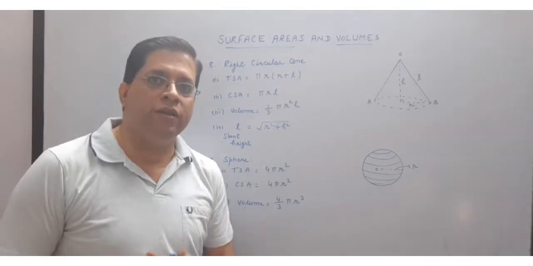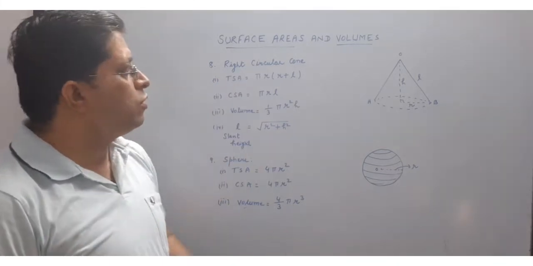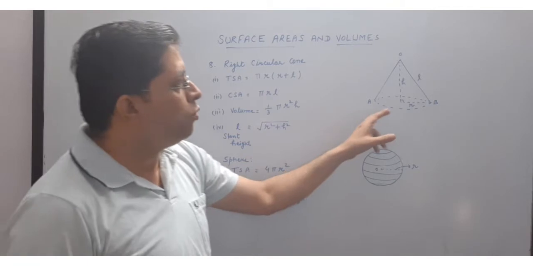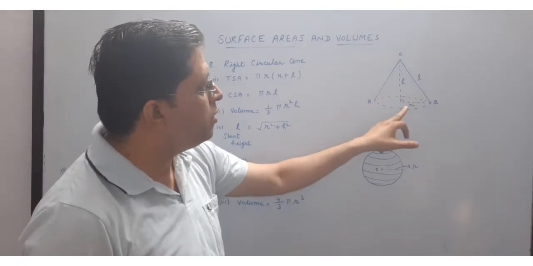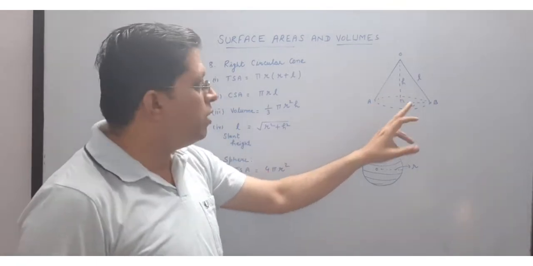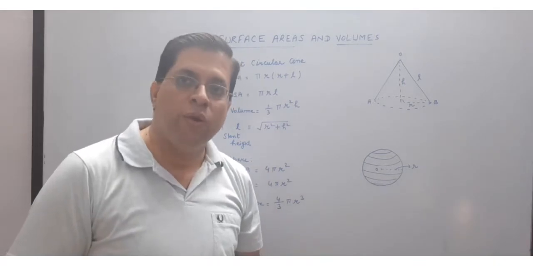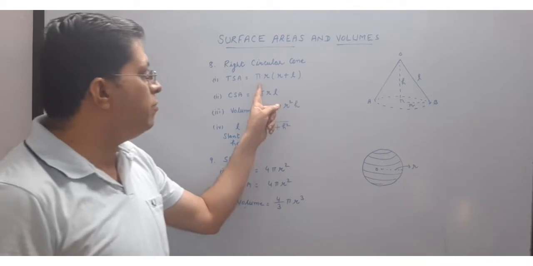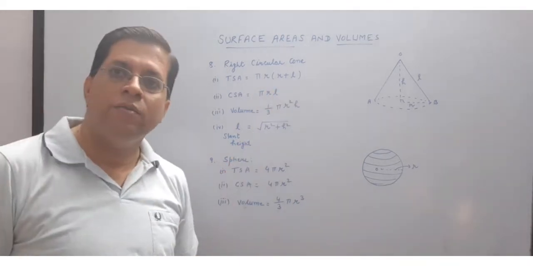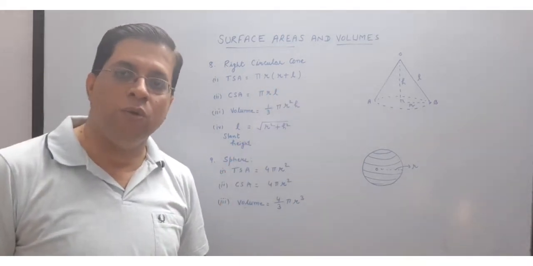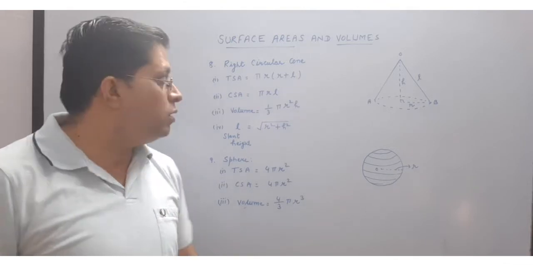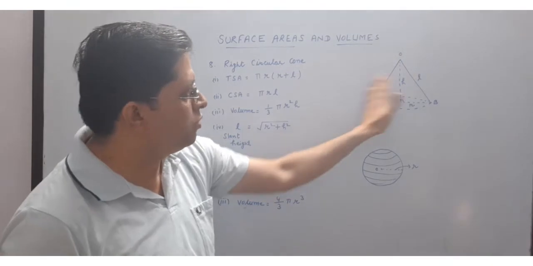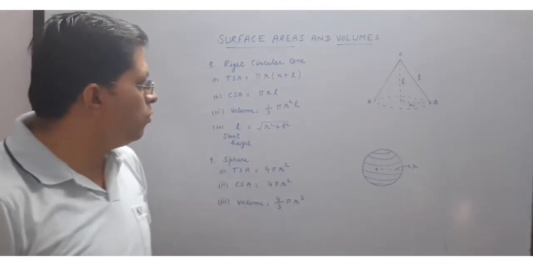Now the next point is the right circular cone. See here, this is the shape of a cone. This is the slant height, this is the height, and this is the radius. What is the TSA of a cone? TSA of cone is pi r (r plus l). This is the total surface area of a cone. Now the CSA of cone is pi r l, only this circular part.